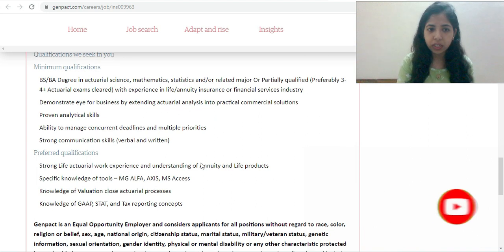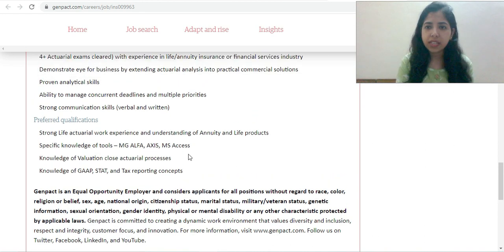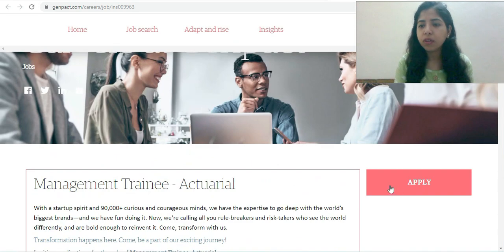Go through the details, and the preferred tools are MG-ALFA, Access, and MS Access. Knowledge of GAAP, STAT, and tax reporting concepts is also needed. Again, if you want to know how to apply, you just need to click here. I have explained each and everything, so just go through the details.